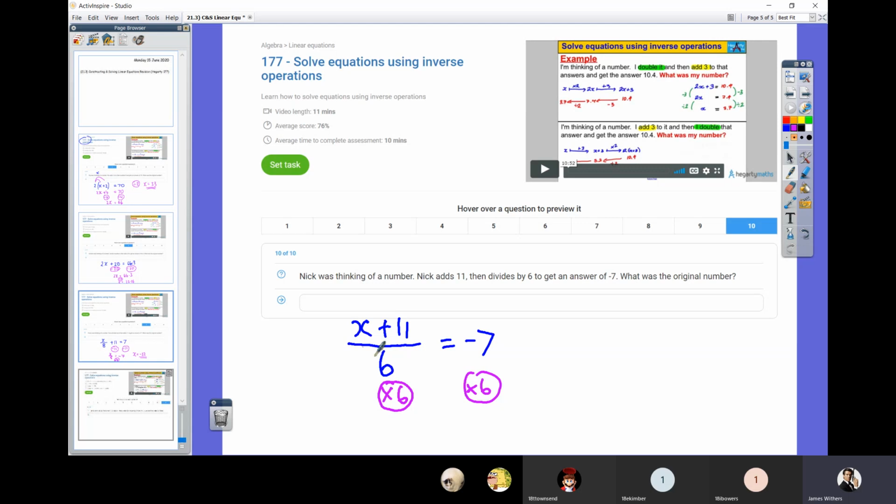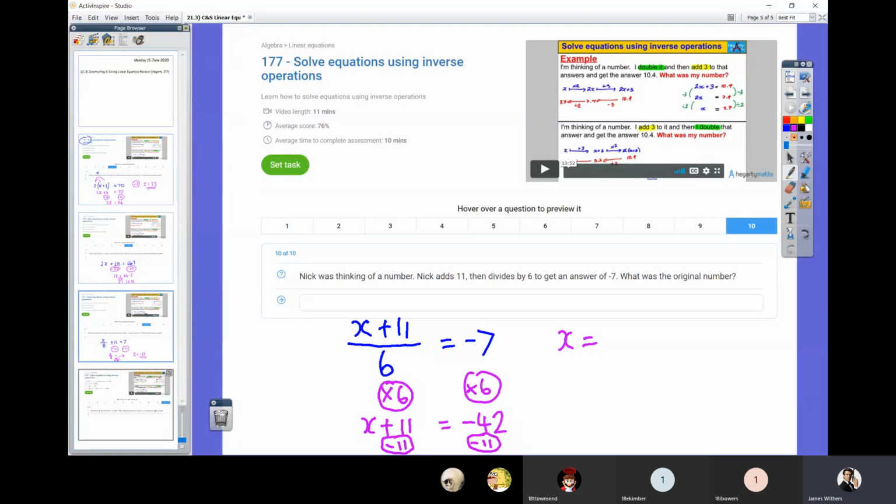So on the left-hand side, that just leaves us with the x plus 11. And on the right-hand side, minus 7 times 6 is minus 42. Remember, a minus times a plus is a minus. So x plus 11 equals minus 42. Now to undo this plus 11, we're going to take away 11 from both sides.